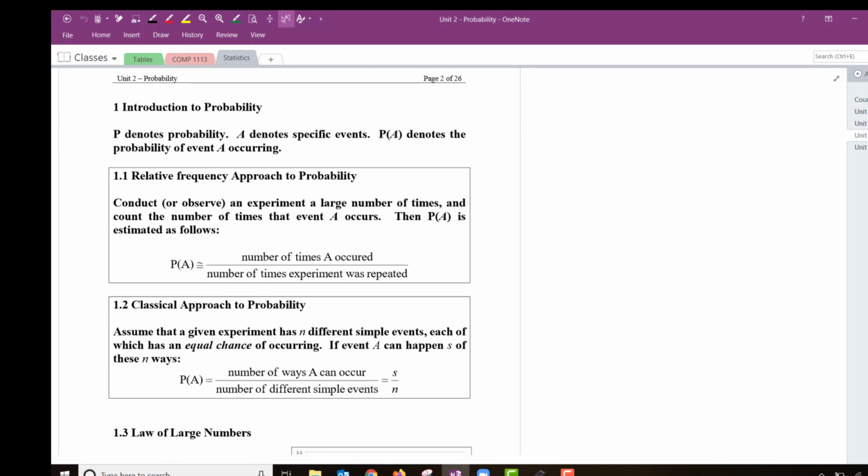There's some notation here. We write probability notation like function notation, where we let P be probability, and then we say the probability of some event A happening, read as P of A.